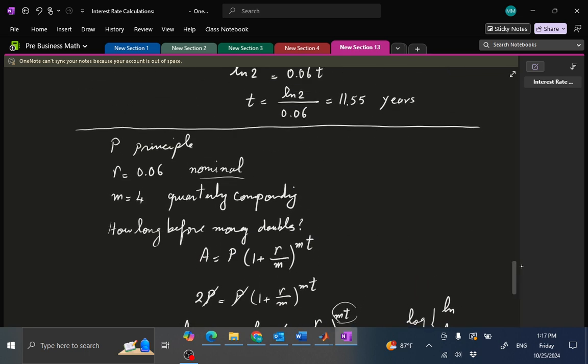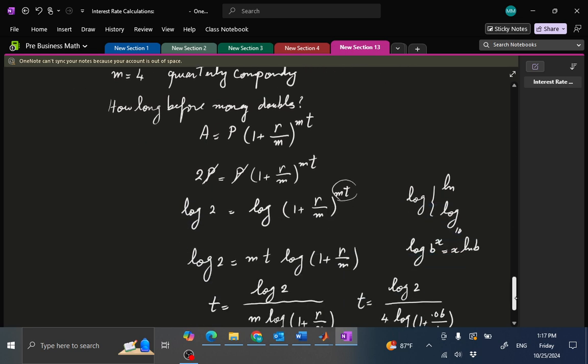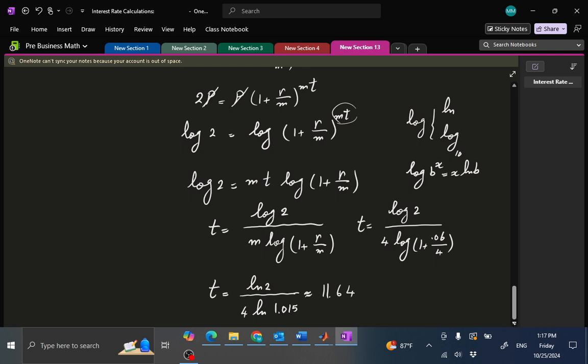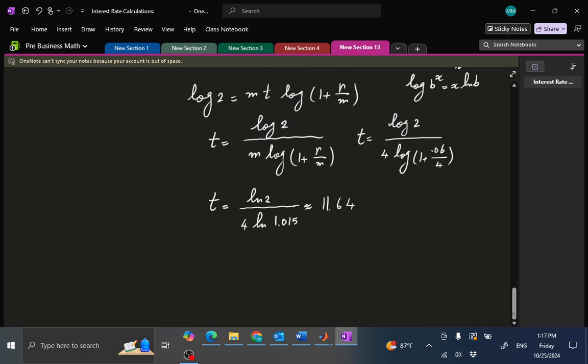So how does this compare to what we had before? What did we have before? 11.55. If you do continuous compounding, that would be the fastest way of getting where you want to go. So that way you're going to finish faster: 11.55 as opposed to 11.64 now. So a tad bit faster by using continuous compounding.